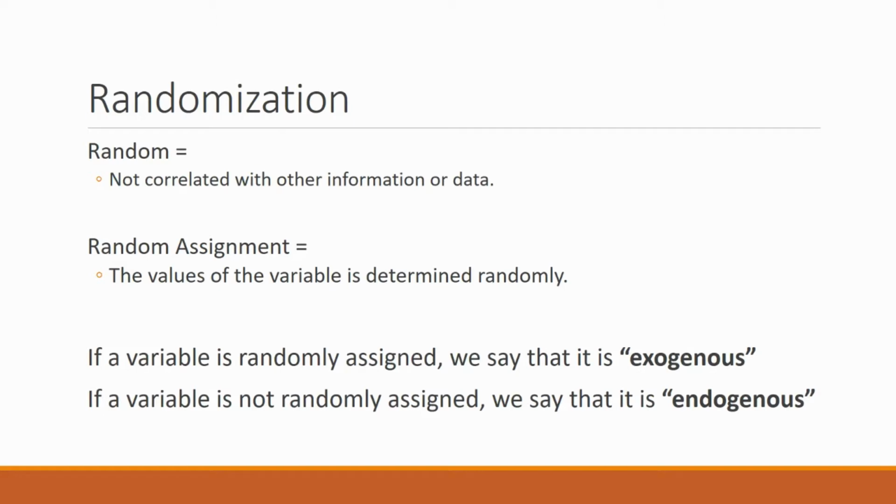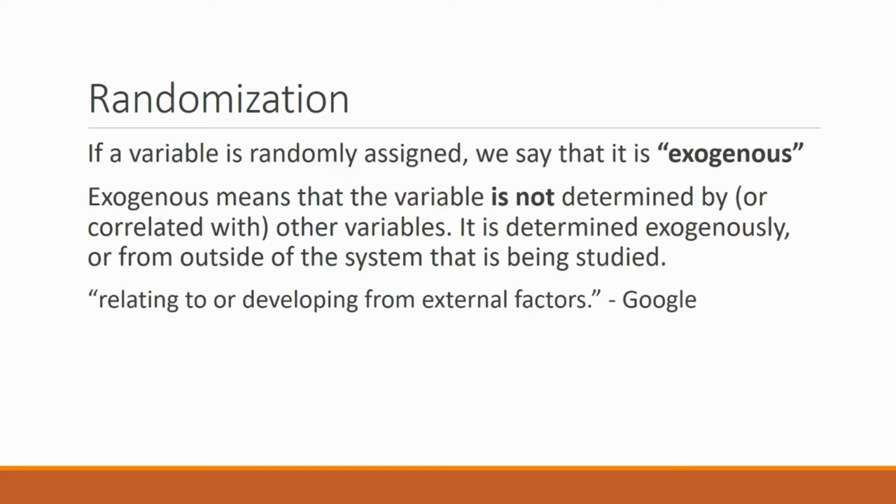There are a couple of other words we can hear for this, so I'll talk about this in more detail. If a variable is randomly assigned, we say that it is exogenous. If it's not correlated with anything else in the model or in the system, then the variable is exogenous. If a variable is not randomly assigned, if it's determined by or related to other things in the model or excluded from the model, we say that it is endogenous. Let me make this more clear. If a variable is randomly assigned, we say that it is exogenous. Exogenous means that the variable is not determined by or correlated with other variables.